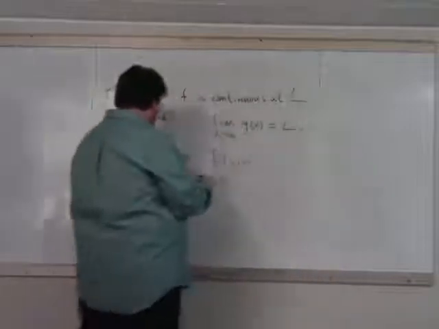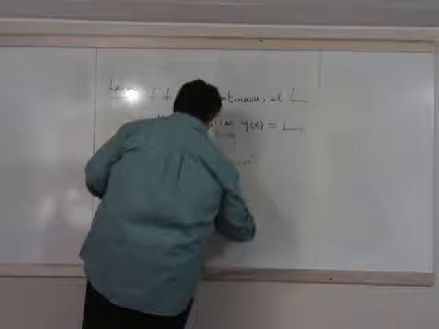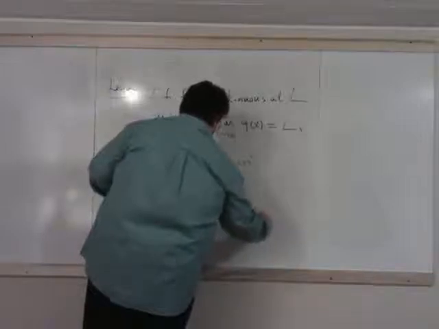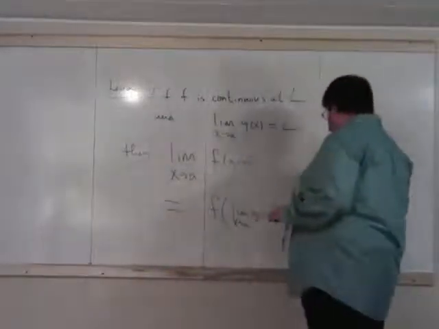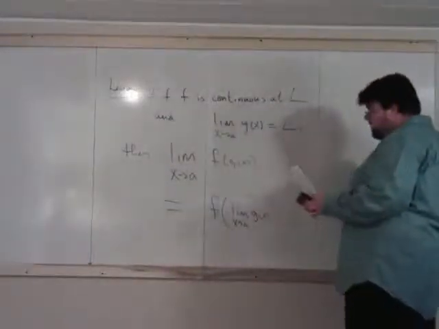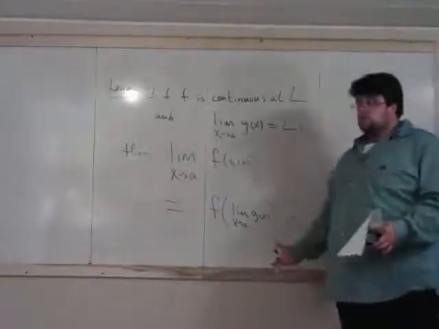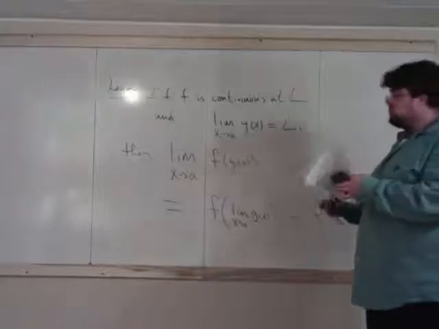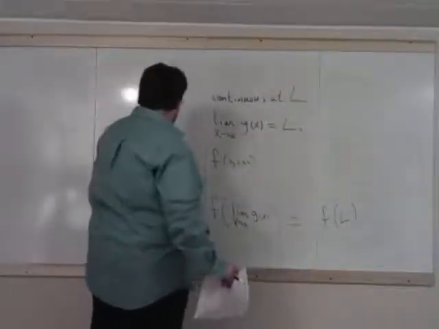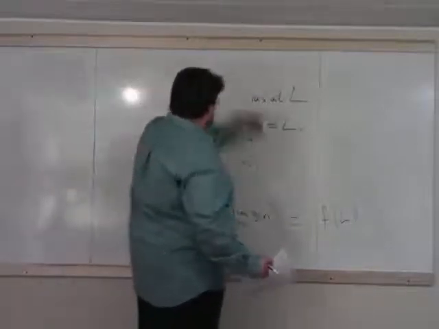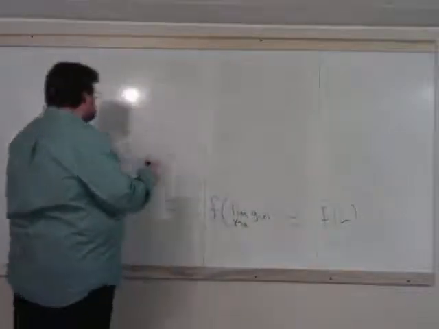I'm going to write that under here. The limit equals f of the limit as x approaches a of g of x. But that inside equals L. So that equals f of L. In other words, we can do limits of compositions through direct substitution. And as one example of this, let's look at this example.